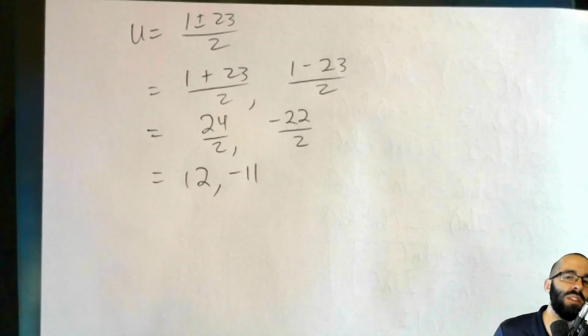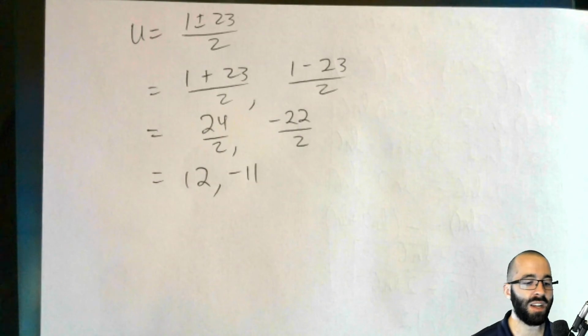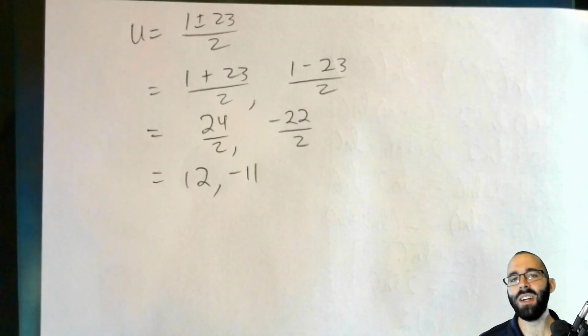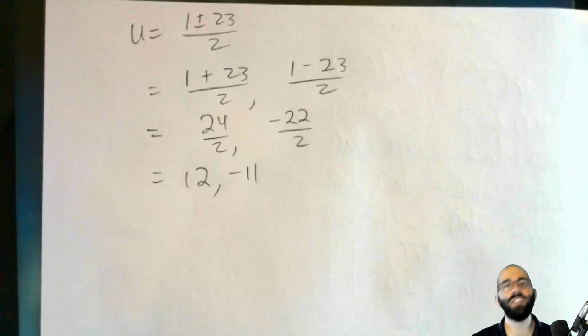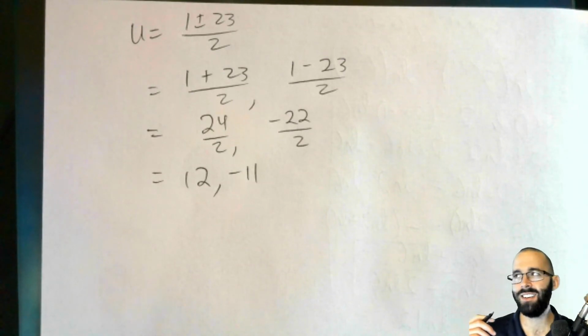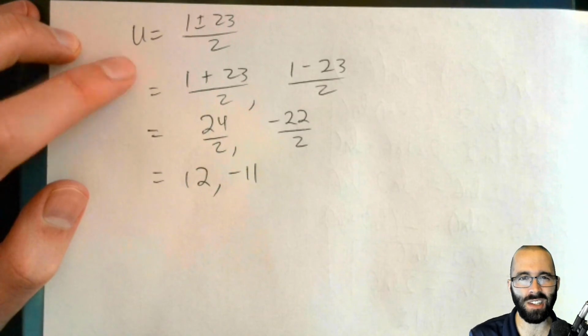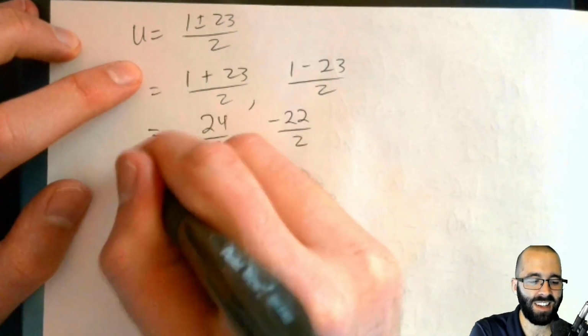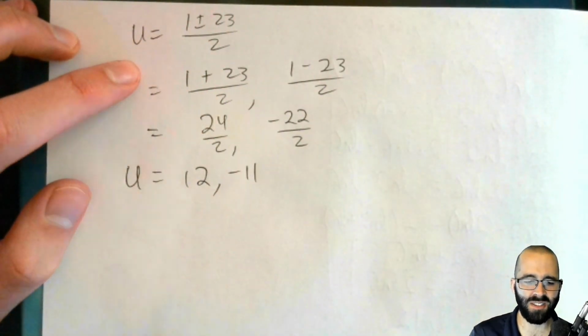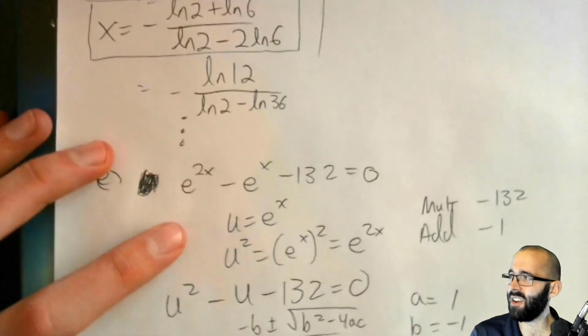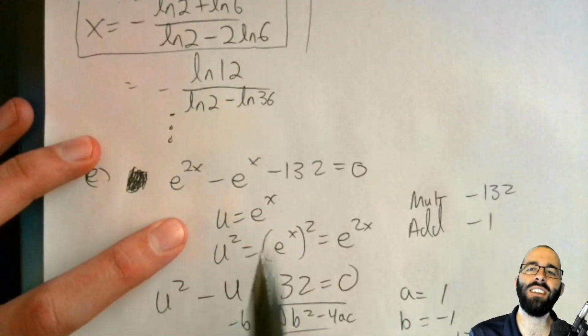But the quadratic formula will always work, and sometimes it's not going to factor. And so you might say, hooray, we're done. Our answers are 12 and negative 11. But remember, this is what u is. The problem didn't have u's, right? Where did we come from? U is e to the x.